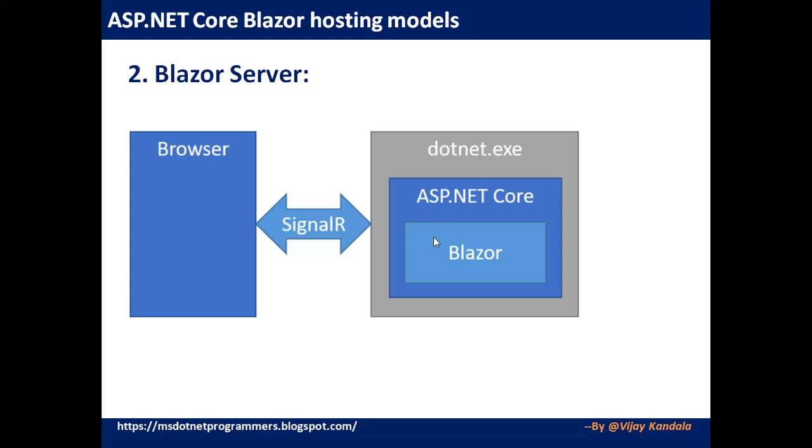The server handles the event, and for the generated HTML, a difference is calculated. The entire HTML is not sent again to the client. It's only the difference that is sent to the client over the SignalR connection. The browser then updates the UI. Since only the difference is applied to update the UI, the application feels faster and more responsive to the user.